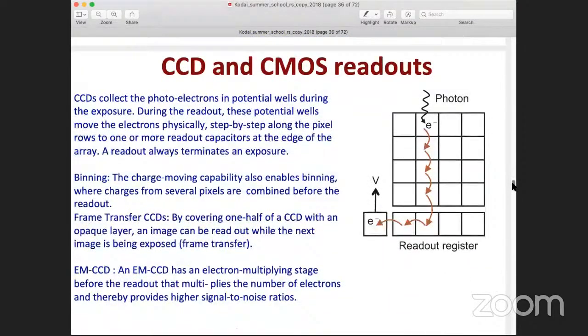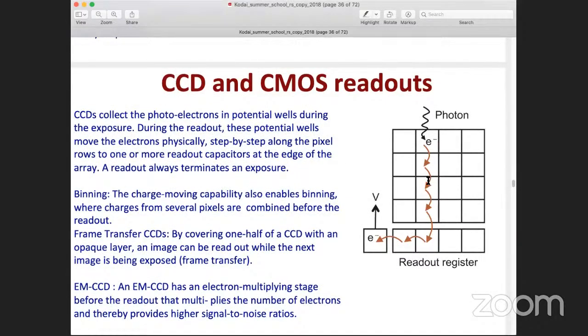And I just wanted to point out one difference between CMOS and CCD readouts, which is useful. In CCDs, what we have is an array of pixel elements where a photon comes, you get detected electrons, and they are shifted row-wise and then finally read out. So this charge is transferred across a row and then finally read out.